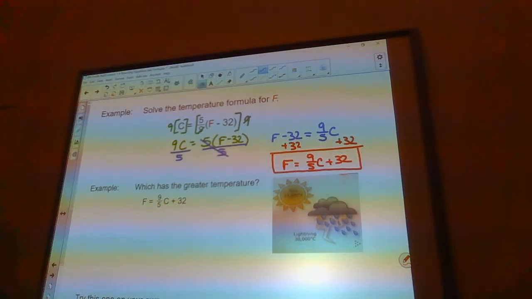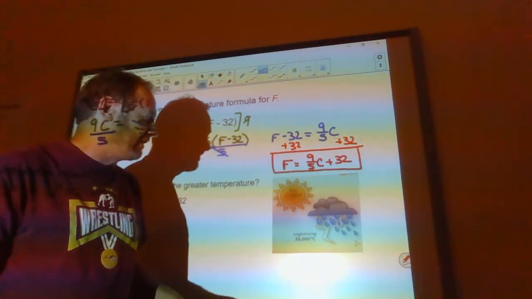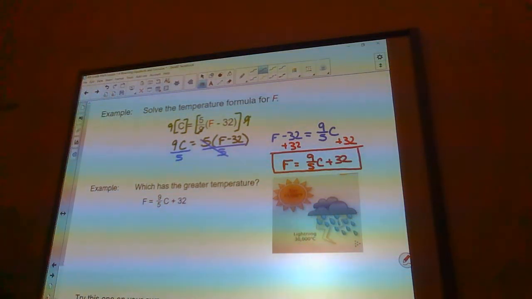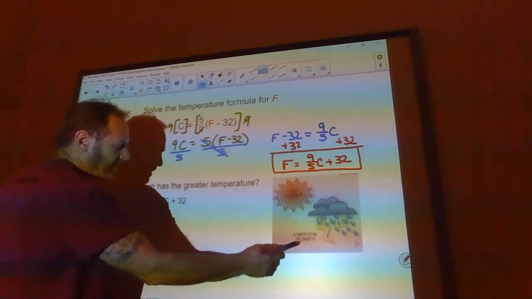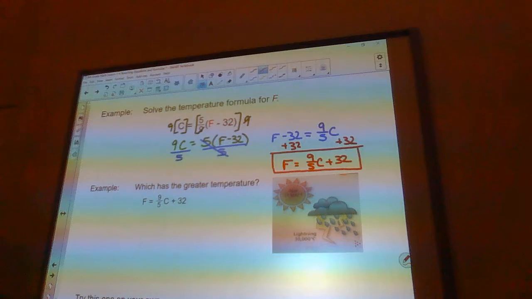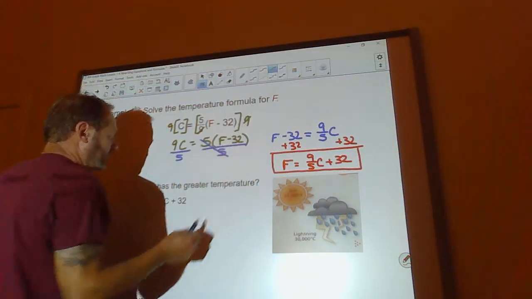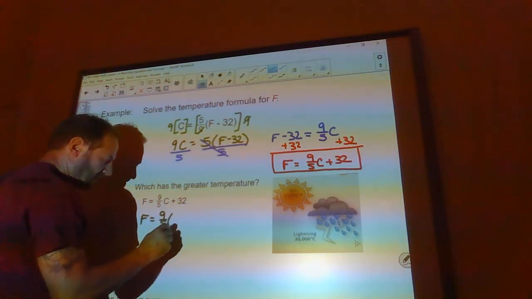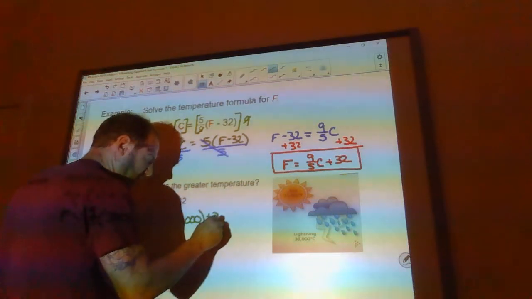So, which has the greater temperature? We've got the sun here at 11,000 degrees Fahrenheit, and lightning at 30,000 degrees Celsius. So here's what we can do. We've got this equation right here. We could plug 30,000 degrees Celsius in here and see what that comes out to in Fahrenheit. Okay, so let's do that. Well, F equals 9/5 times 30,000 plus 32.